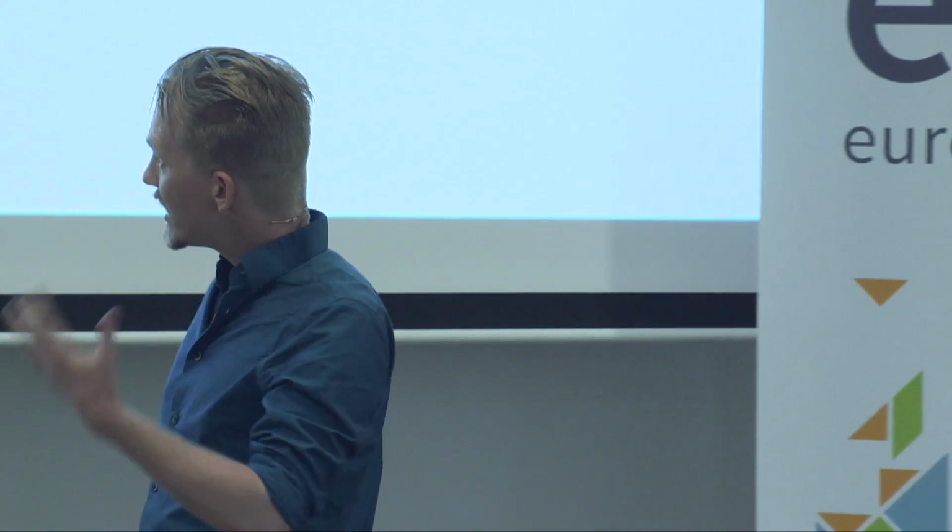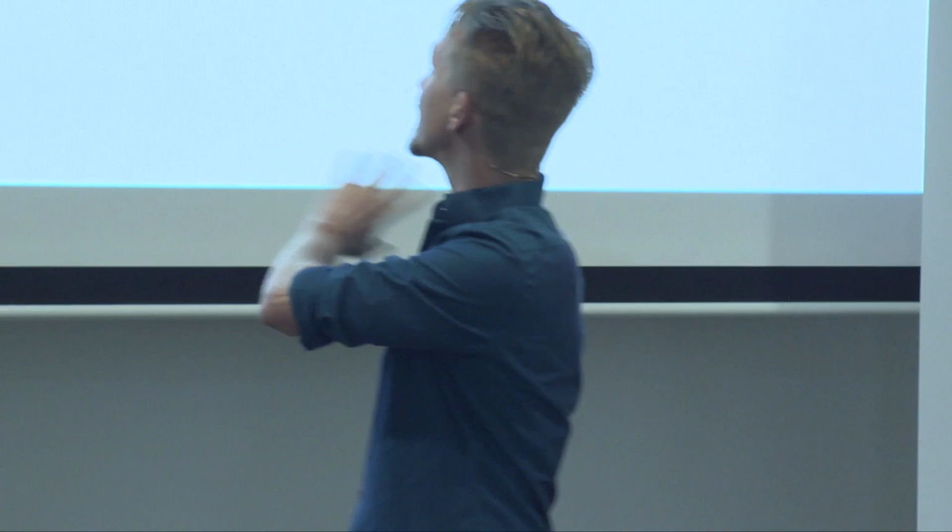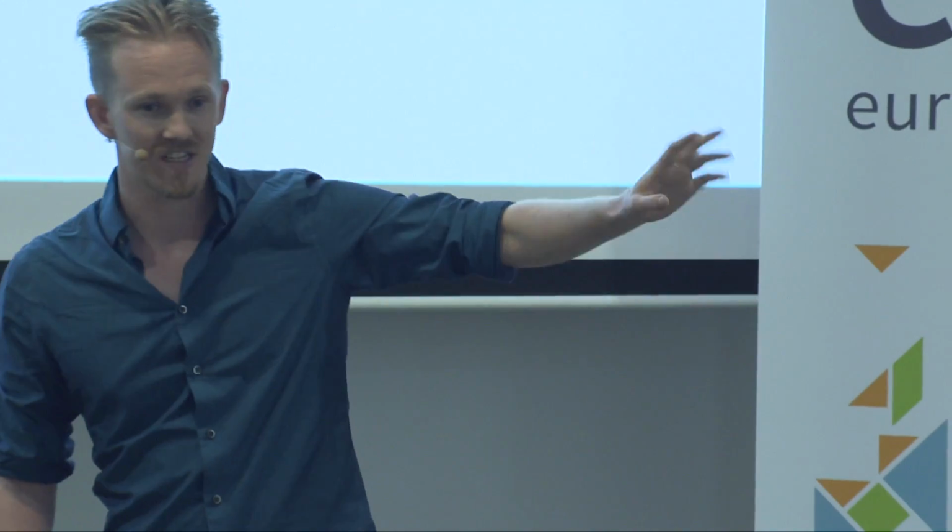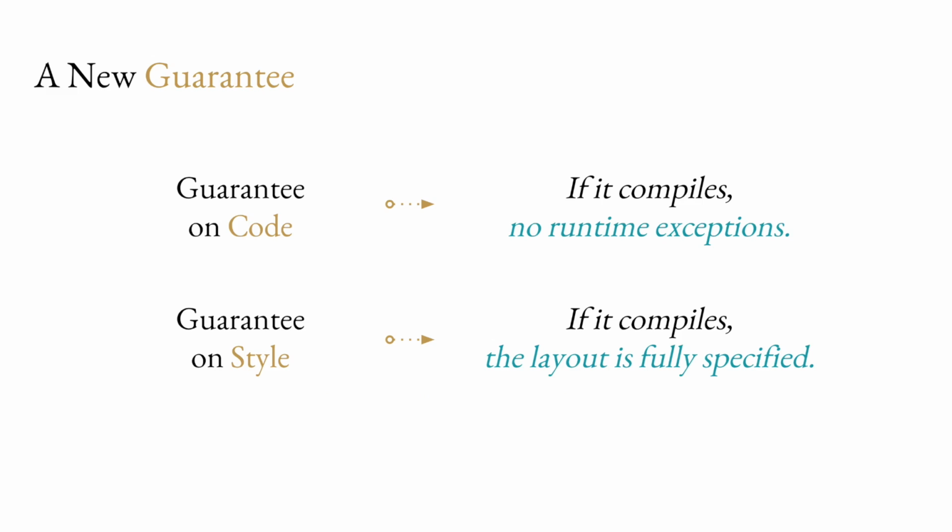So what I wanted to do with this library, if I totally could, was make a new guarantee around style. We have this awesome guarantee: if it compiles, no runtime exceptions. That's so cool. What does that mean for a guarantee around style? Well, if it compiles, the layout is fully explicit. That's actually something pretty real that we could do.